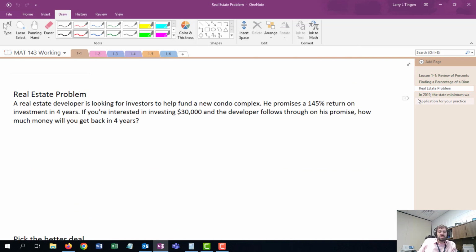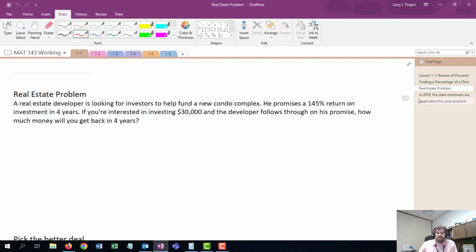Okay. Maybe you're going to invest some money in the future. A real estate developer is looking for investors to fund a new condo complex. He promises 145% return on investment in 4 years. If you're interested in investing $30,000 and the developer follows through on his promise, how much money will you get back in 4 years? Now, this one, this is a dream scenario.